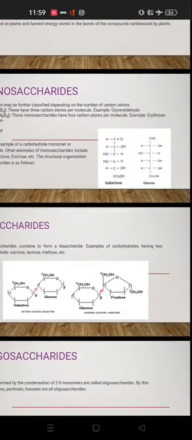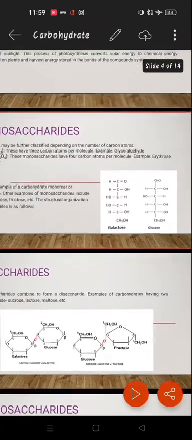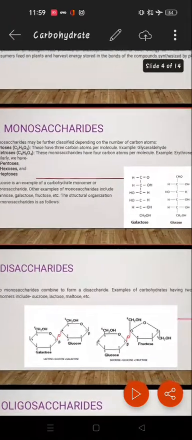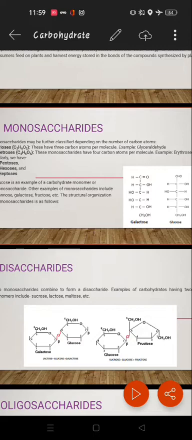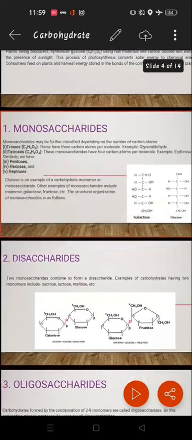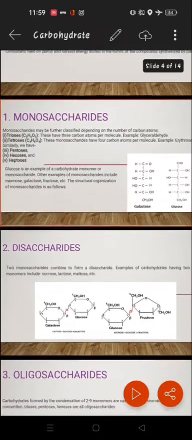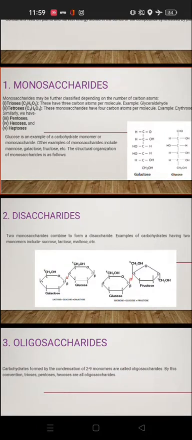This is a structure of galactose and glucose. We know the formula of glucose is C6H12O6. Glucose is an example of a carbohydrate monomer or monosaccharide, and some more examples of monosaccharides are mannose, galactose, fructose, etc.